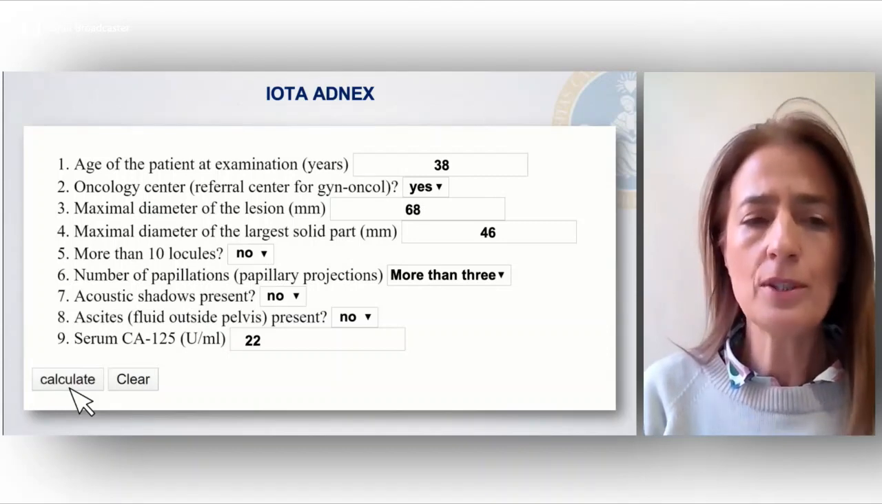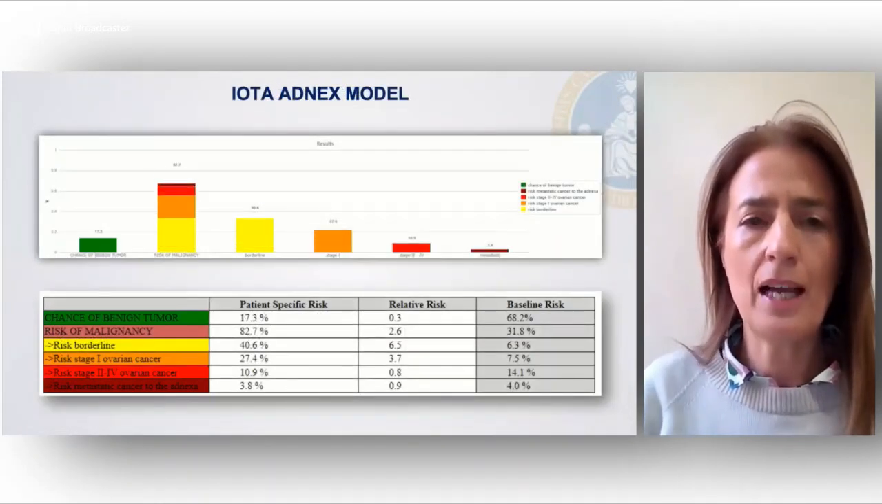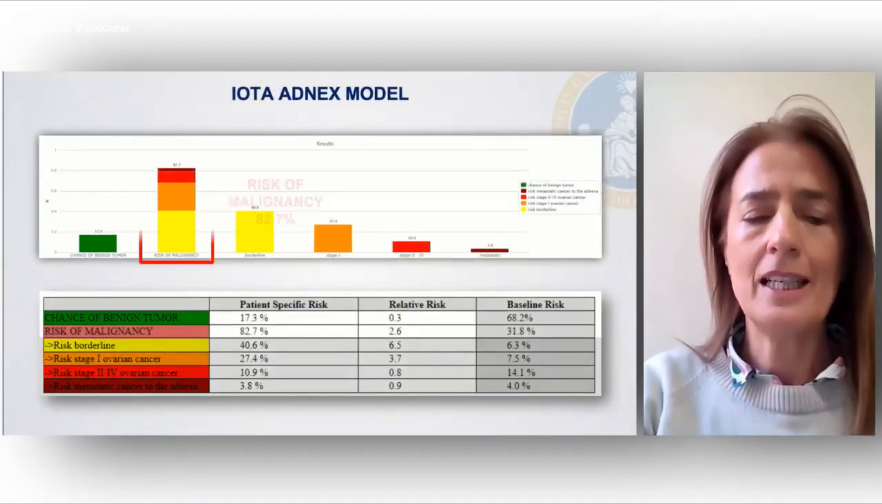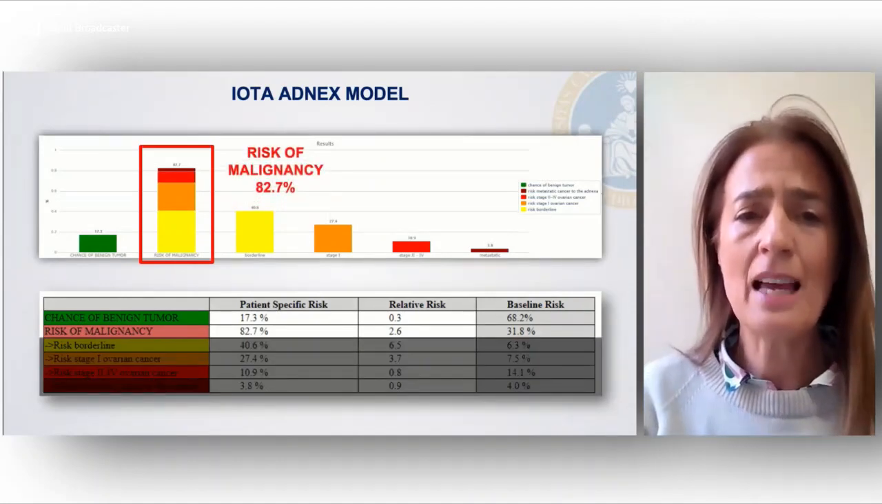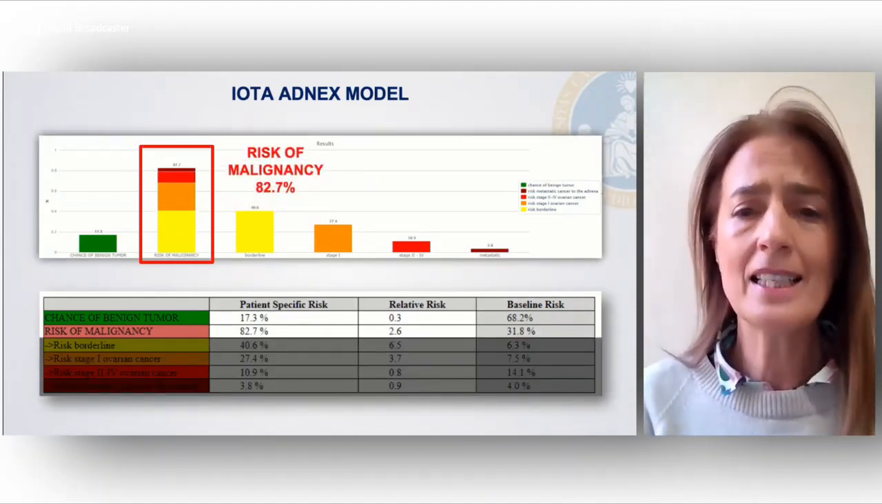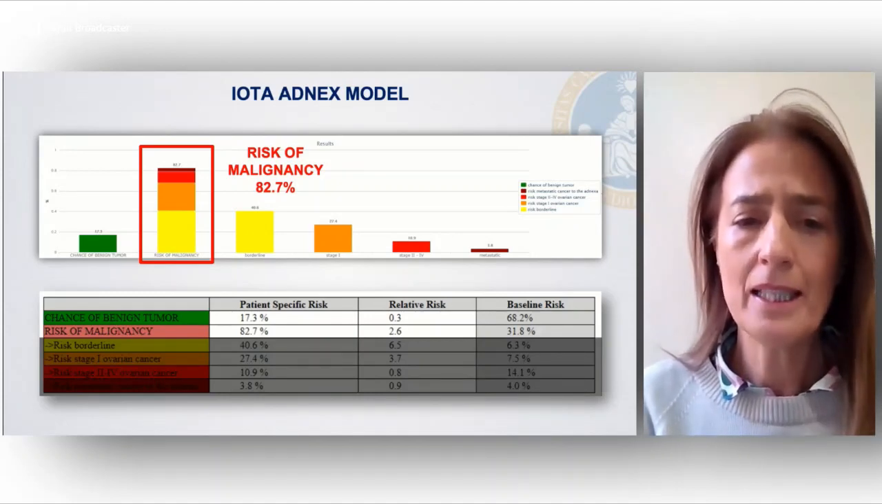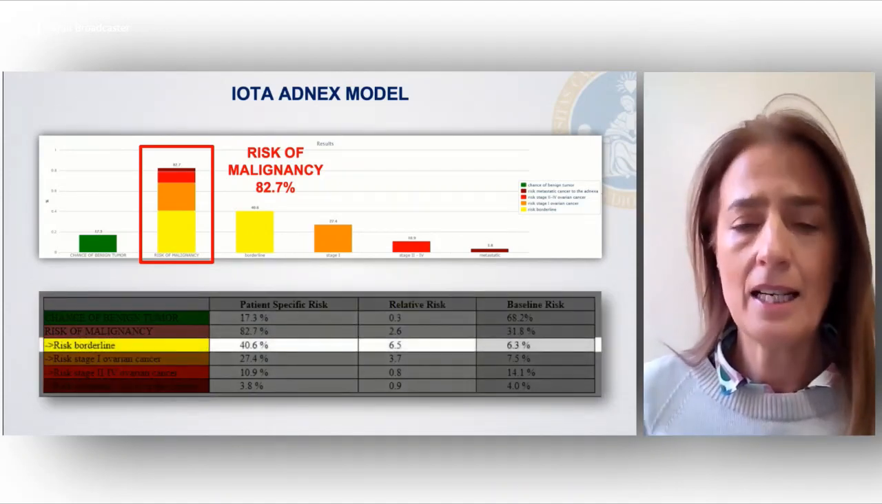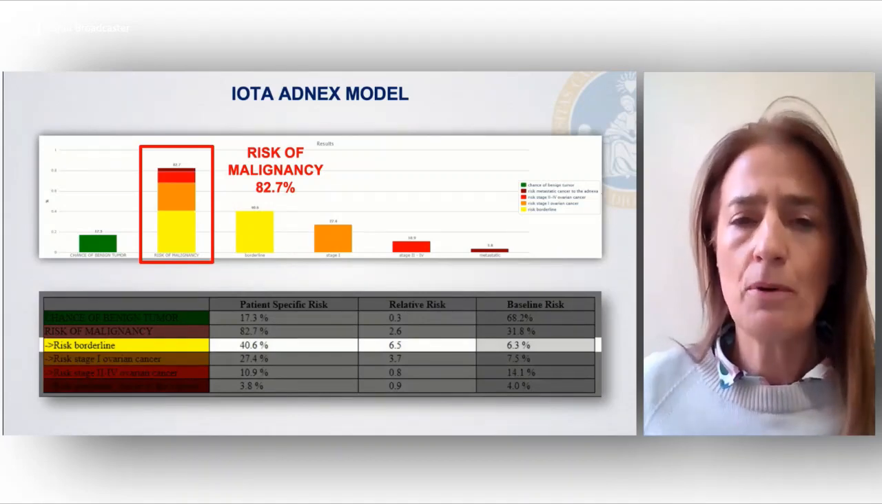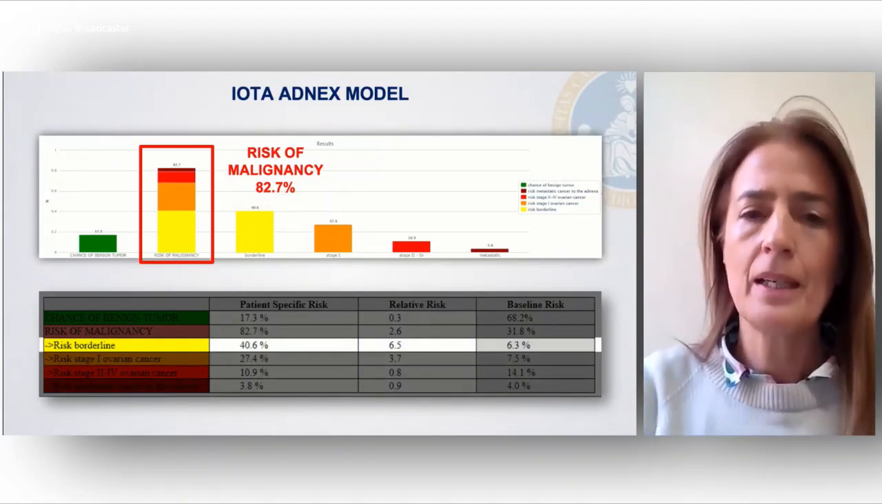After plotting the variables, we can calculate by using ADNEX. The result is much higher than 10%. So ADNEX is telling us it's malignant, but the highest relative risk corresponds to borderline.